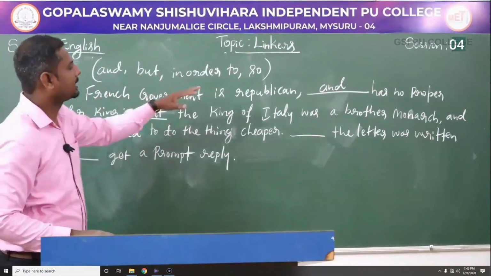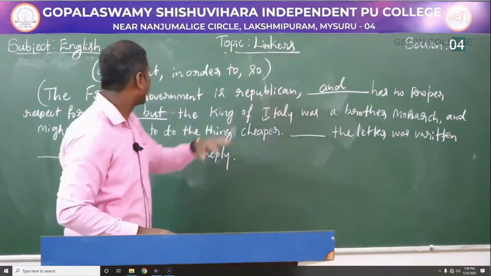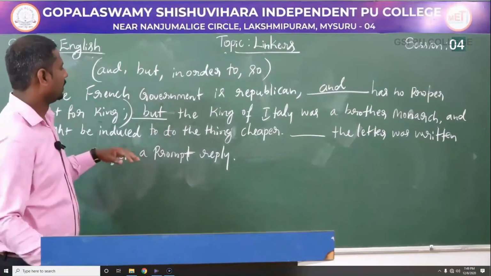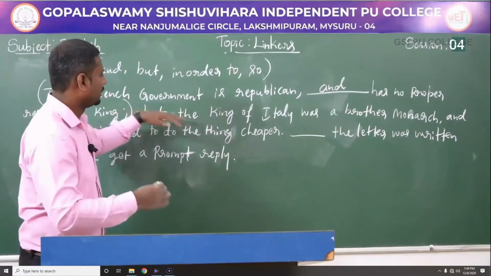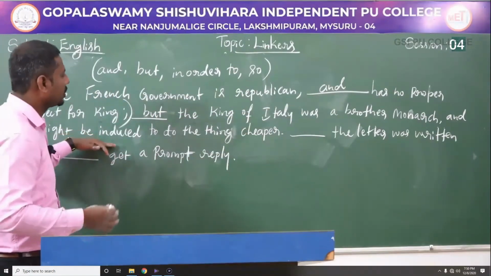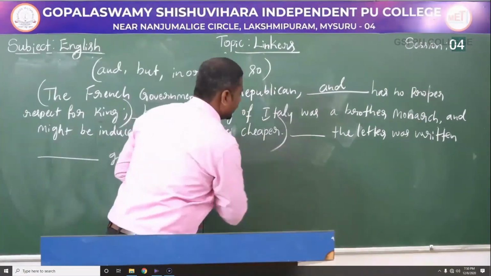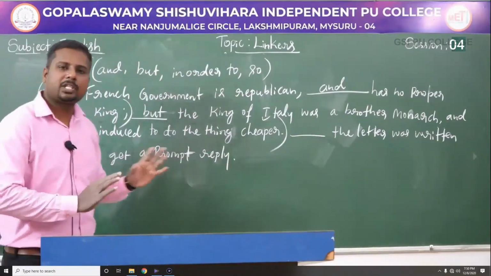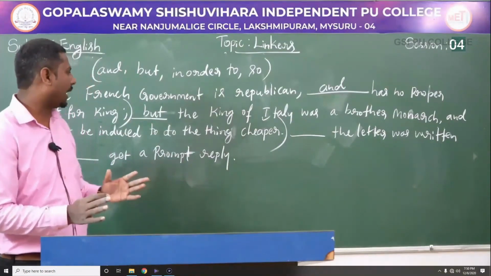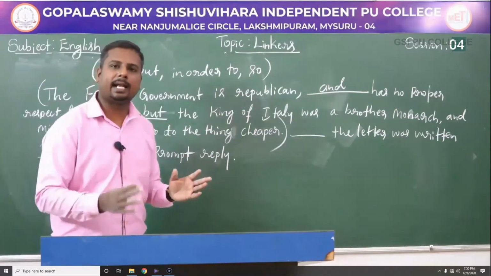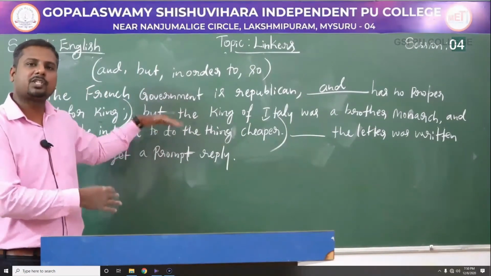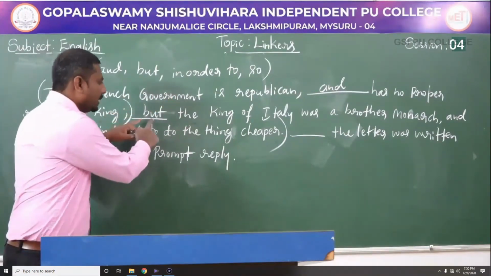The French government is Republican and has no proper respect for the king is the first idea. The second idea is, but the king of Italy was a brother monarch and might be induced to do the thing cheaper. So this is the second idea. These two ideas or these two sentences are contrast here. That is why when you begin the second sentence, since this idea is contrast to the previous one, you use the linker but here.